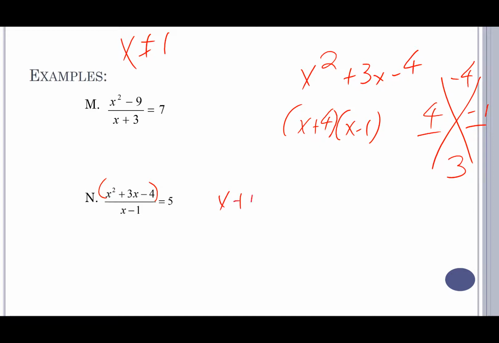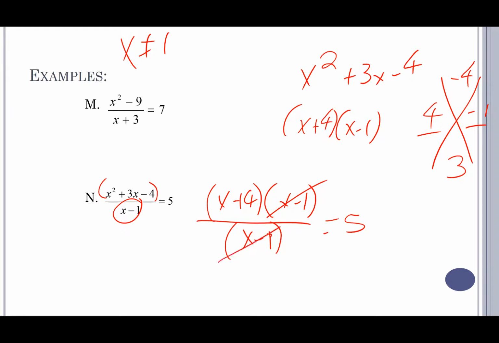We have x plus 4 and x minus 1 over this same x minus 1 I've had down there this whole time, equals 5. So again, this x minus 1, that x minus 1, those are going to cancel. So my equation's x plus 4 equals 5. And now solving this equation, I got x equal to 5 minus 4, which is 1. However, I just pointed out earlier, x was not supposed to be 1.